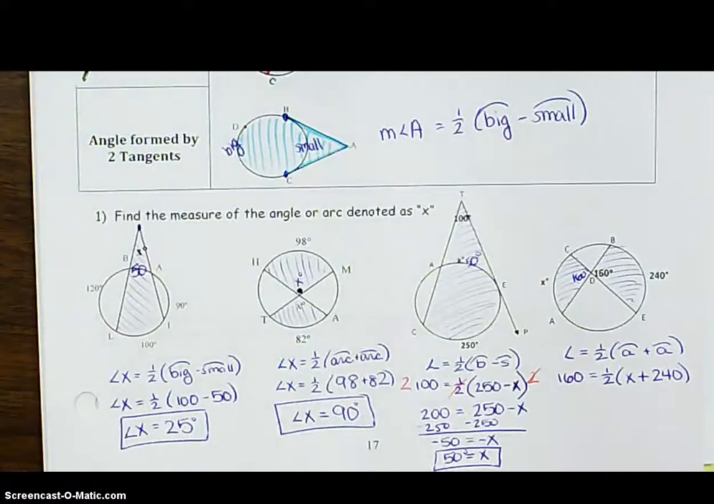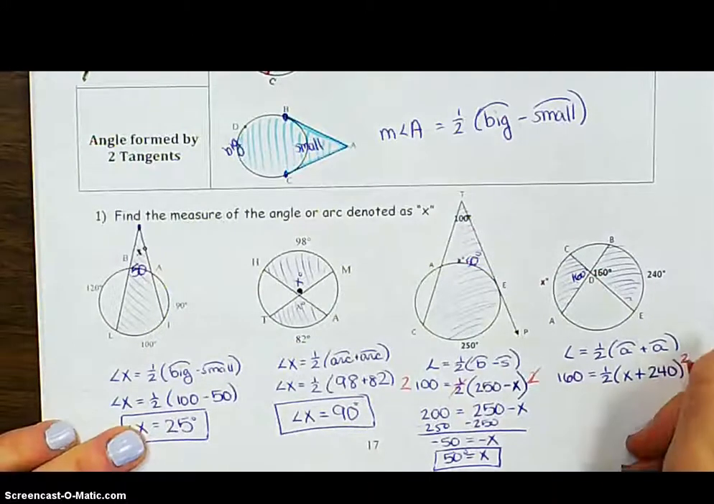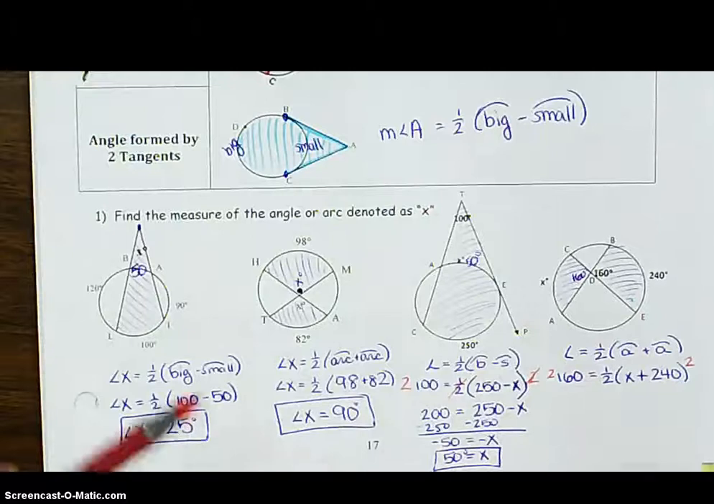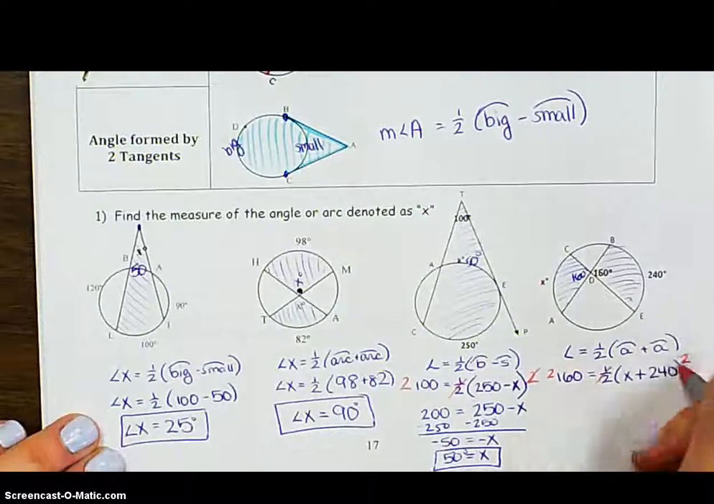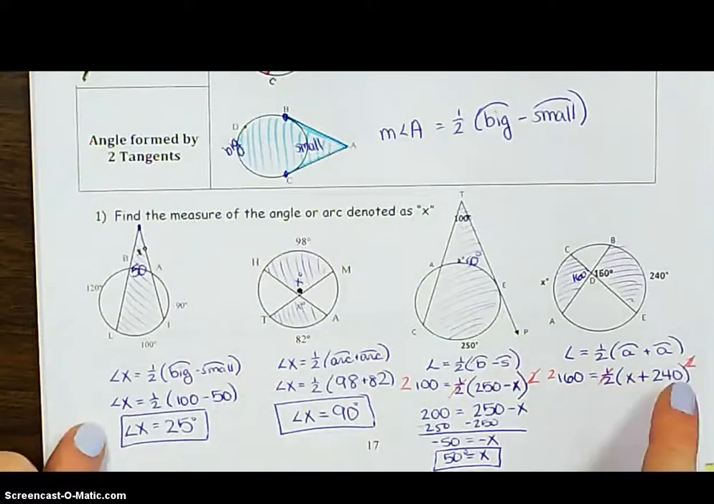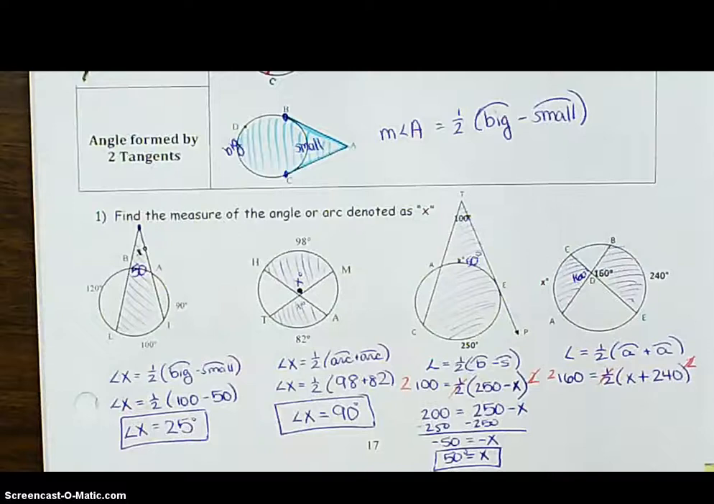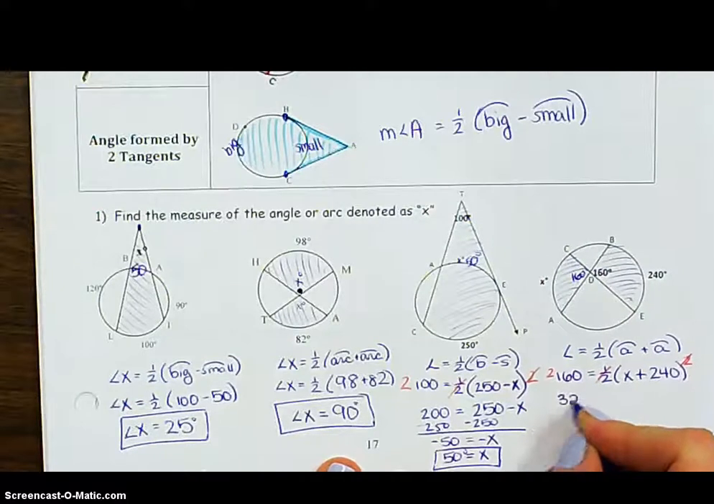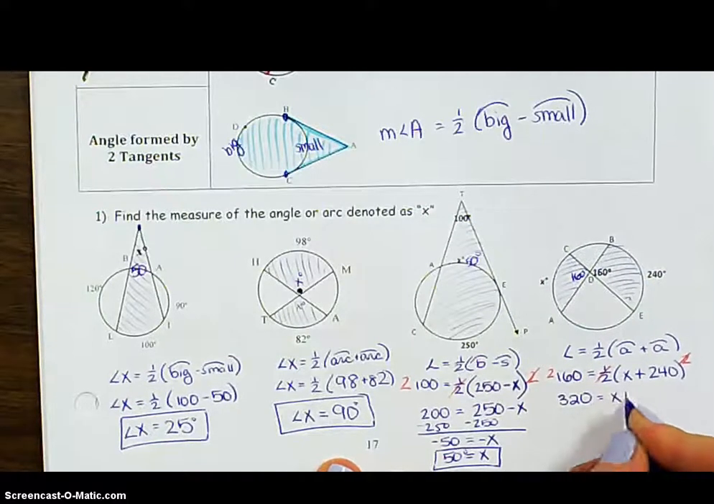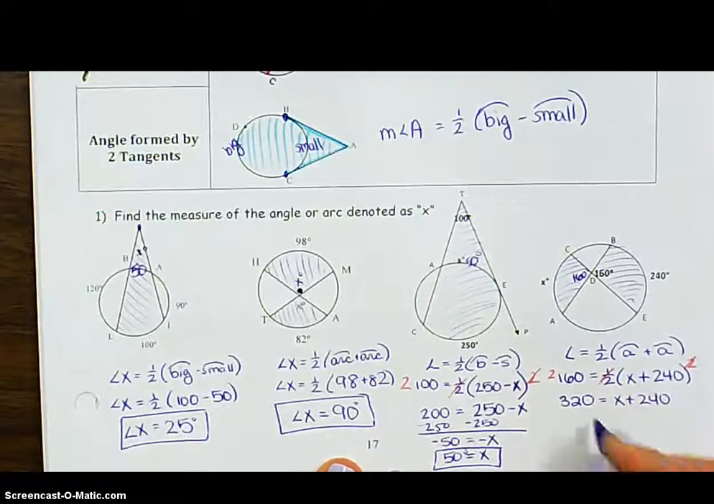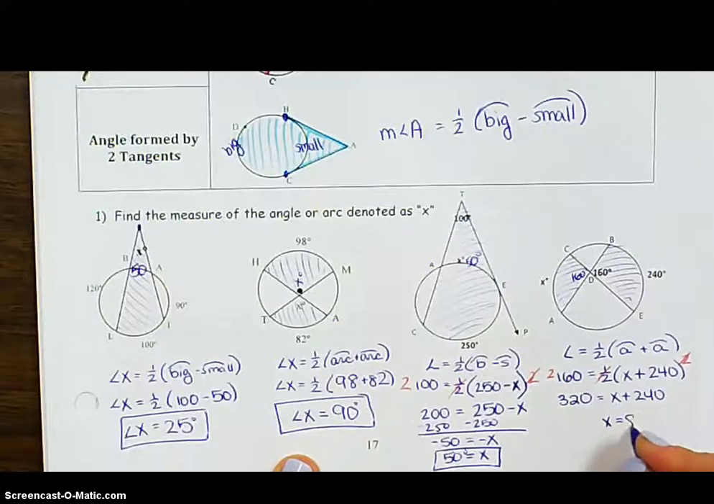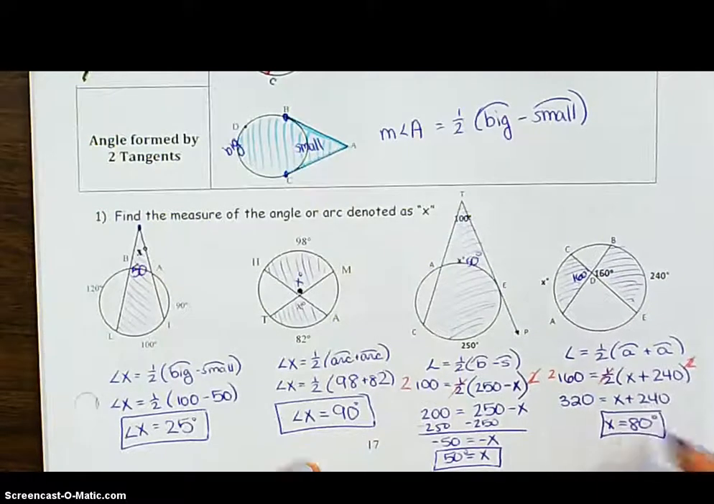Now we just have to solve for x. So I'm going to multiply both sides by 2. So that means that the 1/2 and the 2 are going to cancel. And I'm just doing that instead of distributing. And that's going to leave me with 320 is equal to x plus 240. I subtract 240. All right, and we are going to end up with x equals 80 degrees.